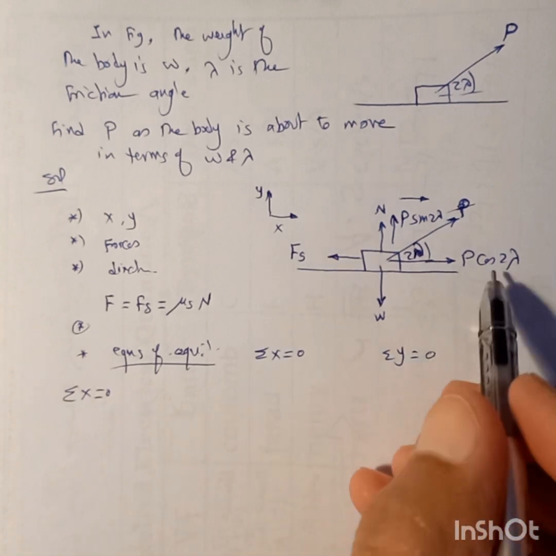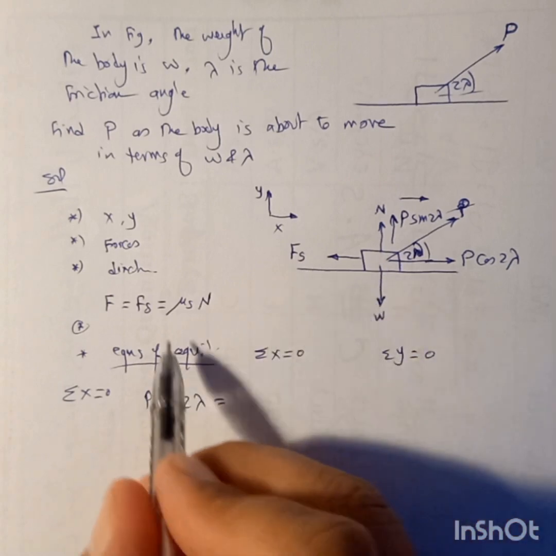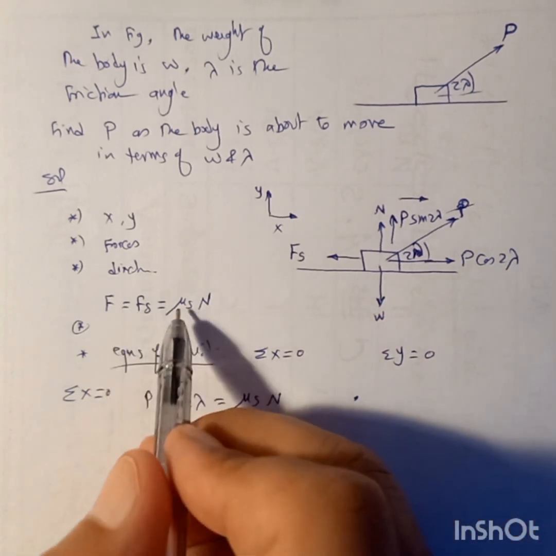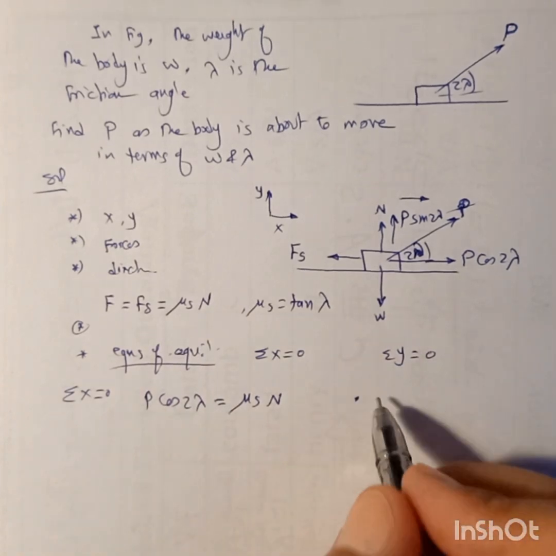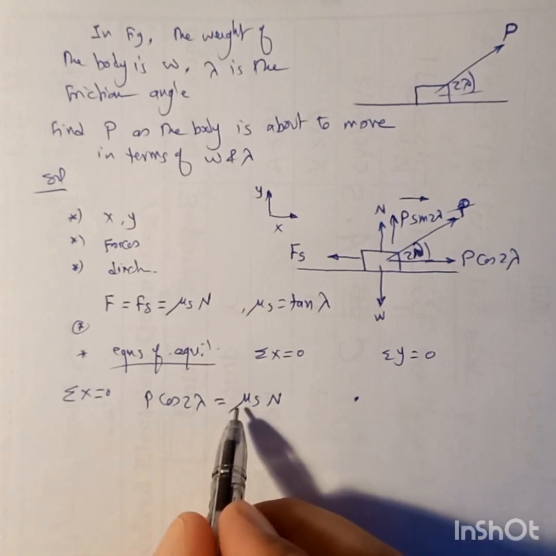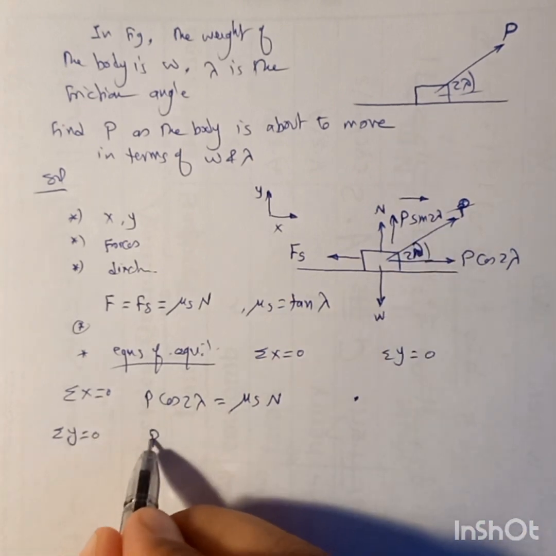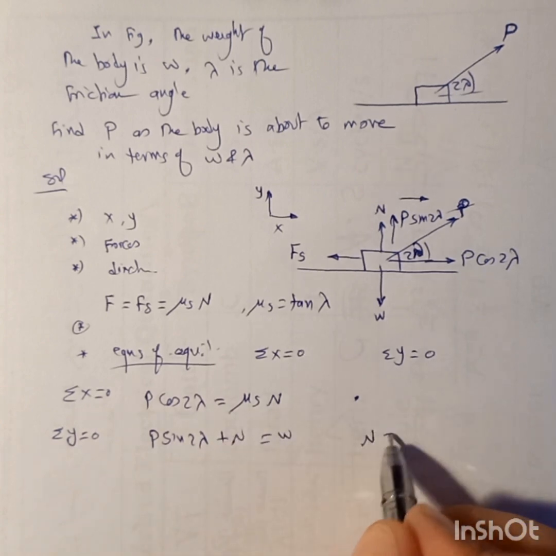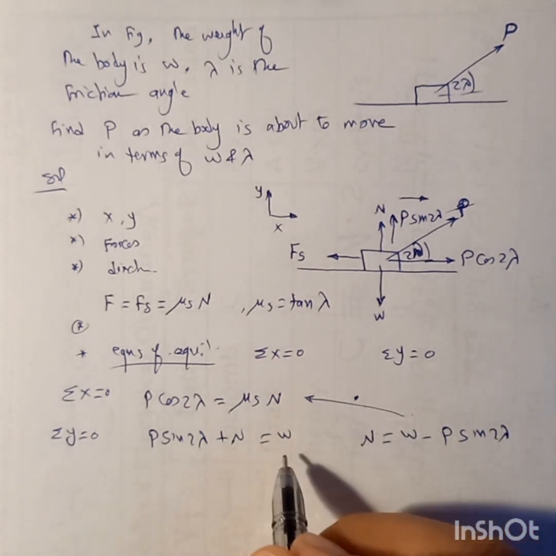Here we have P cosine 2 lambda equals Fs equals mu s times N. And as the body is about to move, we also have mu s equals tan lambda, as lambda is the friction angle. This is equation number 1. Second equation, summation of y equals 0. Then we have P sine 2 lambda plus N equals W. Then we can find N equals W minus P sine 2 lambda, and we'll substitute in this equation.